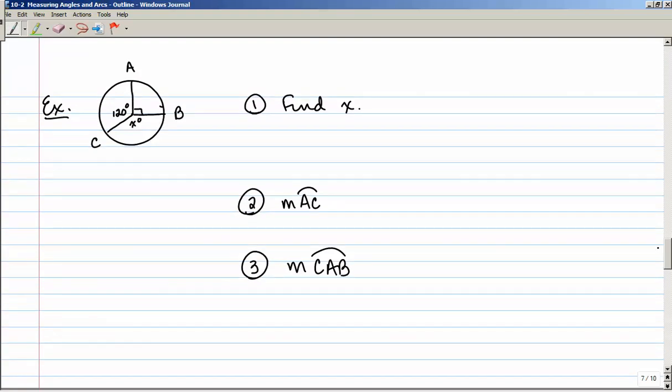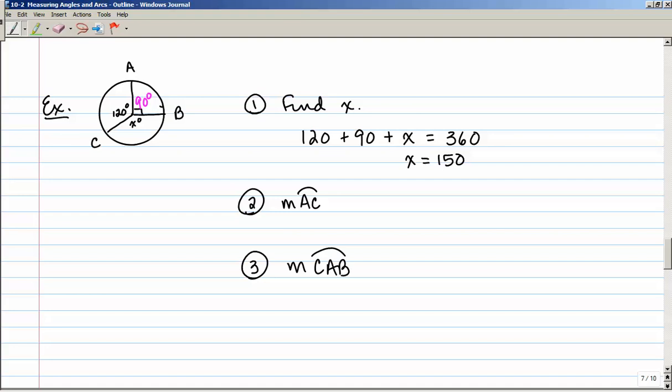Okay, let's try some examples here. So given this circle, and I didn't denote the center of it, but that's okay, there's a lot going on there. We have to find x. Well, I'm given that this angle here is 120 degrees, and I know by this little box that this angle here is 90 degrees. So 120 plus 90 plus x is going to equal 360, because all of the central angles of a circle add up to 360. And subtracting, we get that x equals 150. So remember, that's the measure of that angle, but that's also the measure of arc BC.